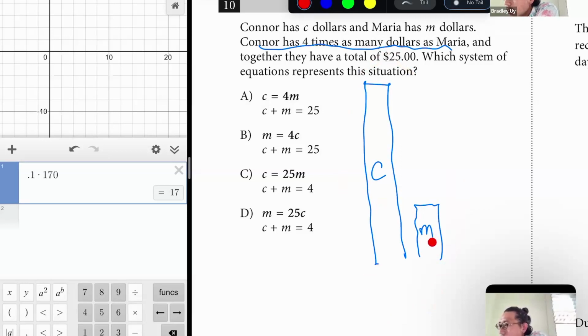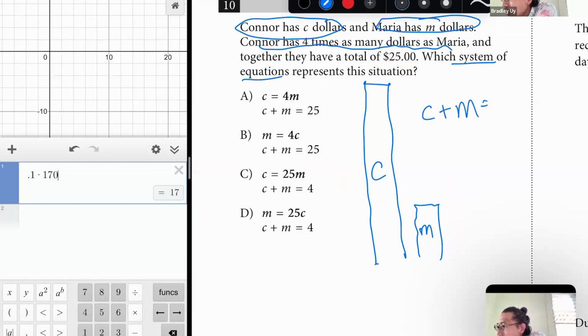All right, so together they have a total of $25. If I were to set up a system of equations, I don't have to solve it, it's just asking me to set up. C is the number of dollars Connor has, M is the number of dollars Maria has, so we would say C plus M is 25. This represents the money Connor has up here, plus the amount of money Maria has, is 25. Notice A has that, B has that, C does not, D does not. So we can start eliminating some bad choices here. This is wrong, this is wrong.